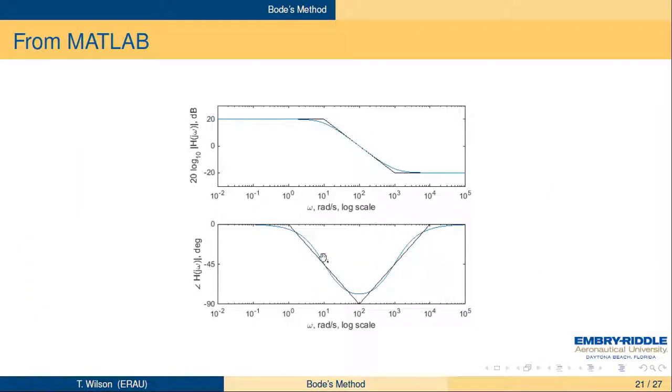But you look at what MATLAB does. And so here's the MATLAB plot of the same thing. And here's the Bode asymptotes. So you can do it by hand. You can do it by MATLAB. The reason to do it by hand is to know whether what you get when you do it by MATLAB makes sense.